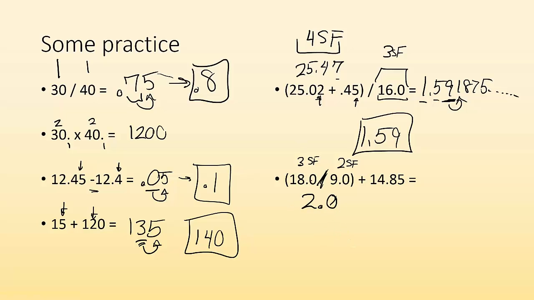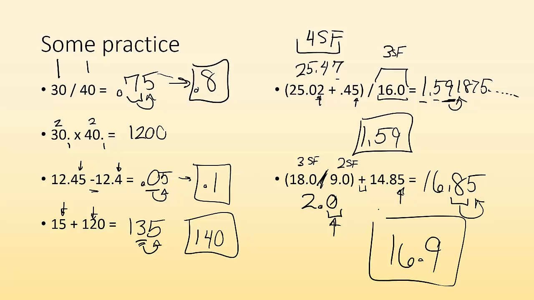All right, so I got 2.0 plus 14.85, which is going to give me 16.85. Now, how am I going to round this? Well, my 2.0 is to my tenths place, and my 14.85 is in the hundredths place. Because I'm doing addition, I got to look at the precision. I got to round to the least precise, which is the tenths place. So I look in the tenths place value. I look one over. There's a 5, so that 8 is going to round up to 16.9 as my final answer.